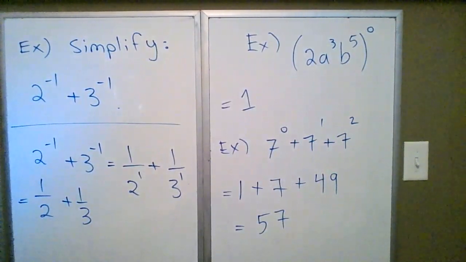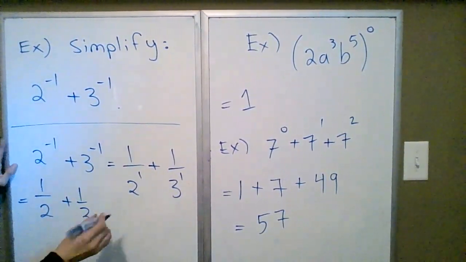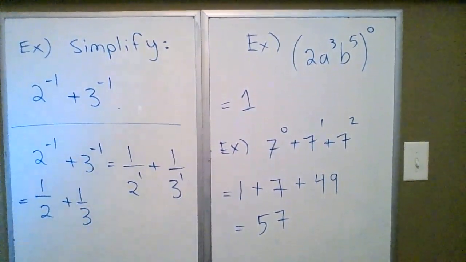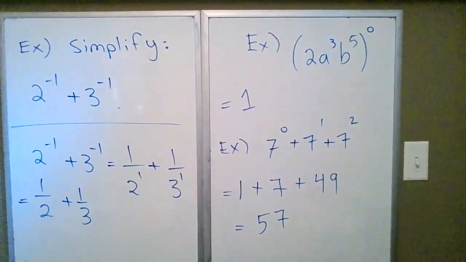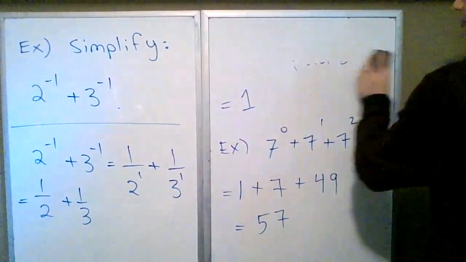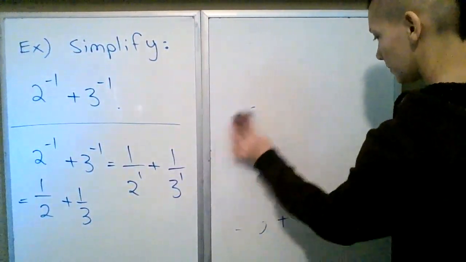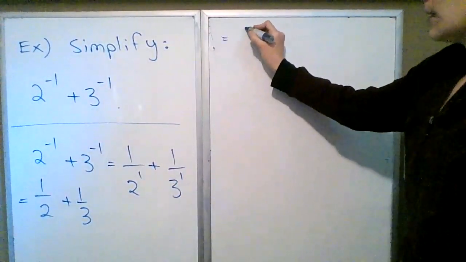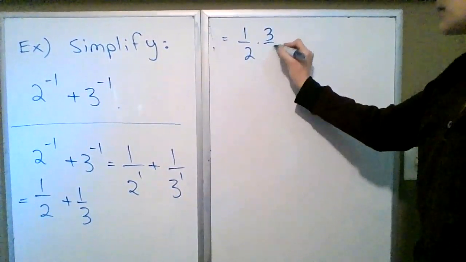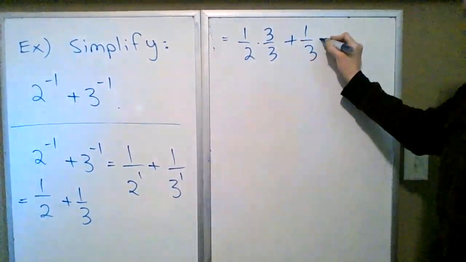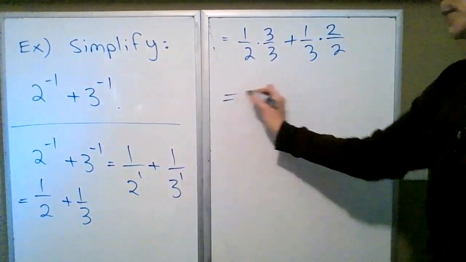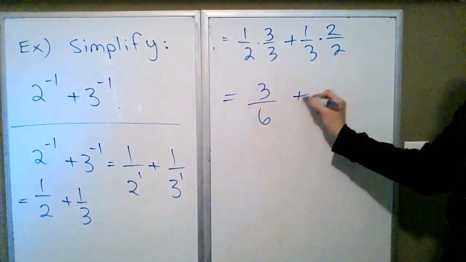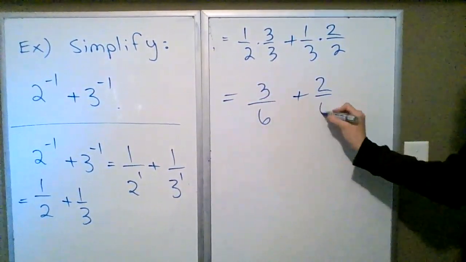Okay, you need a common denominator. So we can multiply 1/2 by 3 over 3. We'll multiply 1/3 by 2 over 2. And our common denominator will be 6. Three sixths plus 2/6 is 5/6.